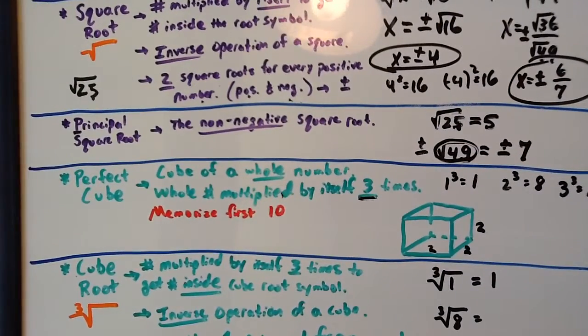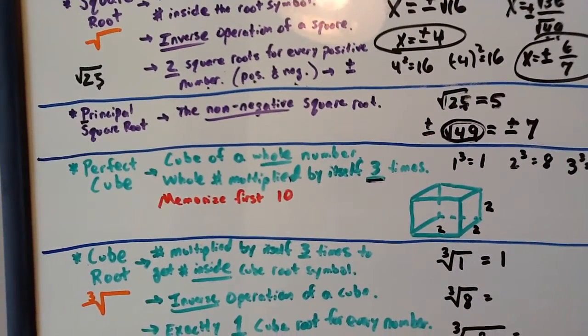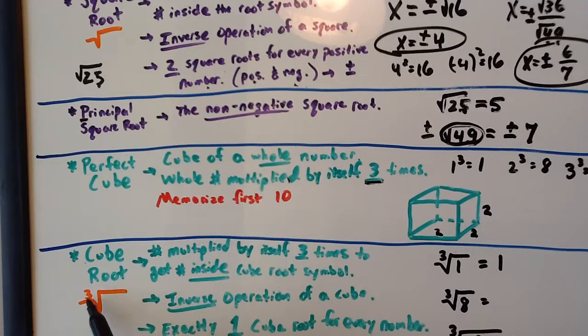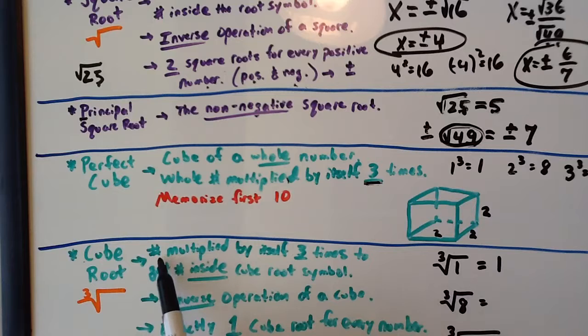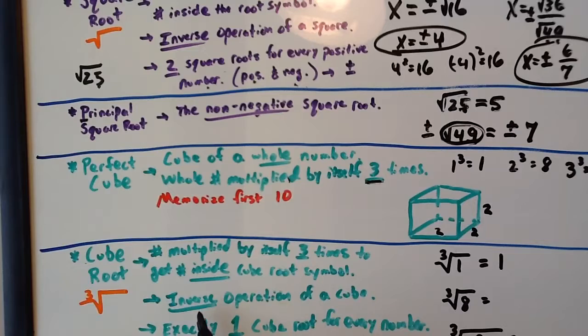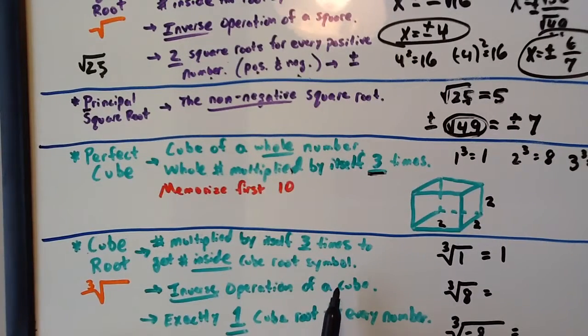Last key term here is a cube root. The cube root symbol looks like the square root symbol, except it has a little 3 right there in the notch. A cube root is when we have a number multiplied by itself 3 times to get the number inside the cube root symbol. And just like the square root is the inverse of a square, the cube root is the inverse of a cube.